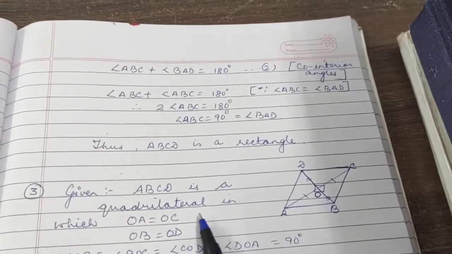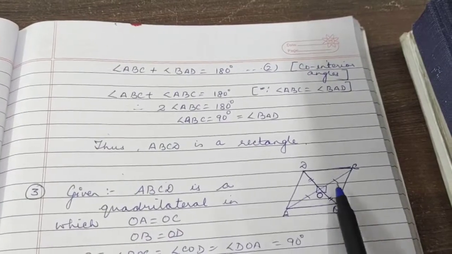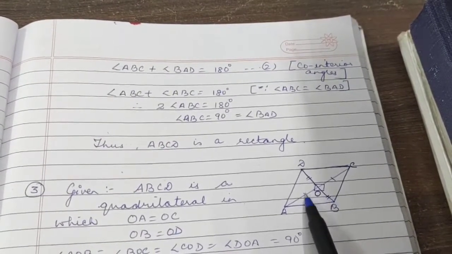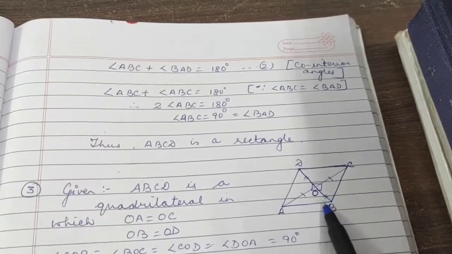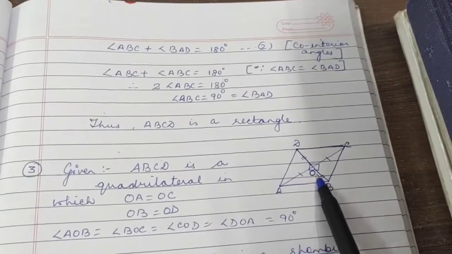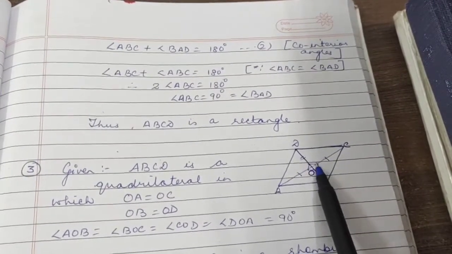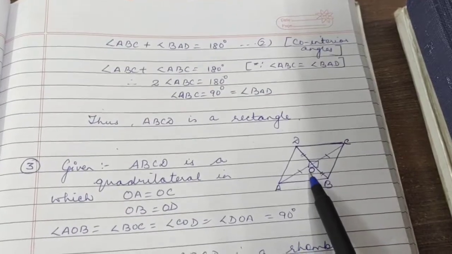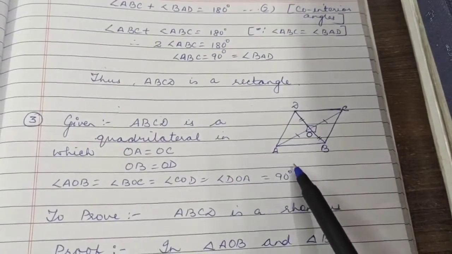It is given that ABCD is a quadrilateral in which OA equals OC because the diagonals are bisecting each other at right angles. So OA will be equal to OC and OB will be equal to OD. At the same time, all these four angles will be equal to 90 degrees. That is, AOB, BOC, COD and DOA are all equal to 90 degrees. We have to prove that ABCD is a rhombus.